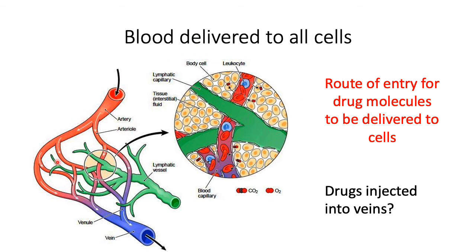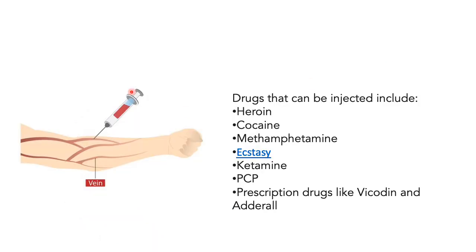The veins in our body are a site for drug injection. And so it happens to be that the quickest route of delivery for a drug is to our circulatory system, because the drug, once it enters the bloodstream, will be quickly delivered to all of the cells and to our brain as well. And so this tends to be a popular site of entry for certain types of drugs.